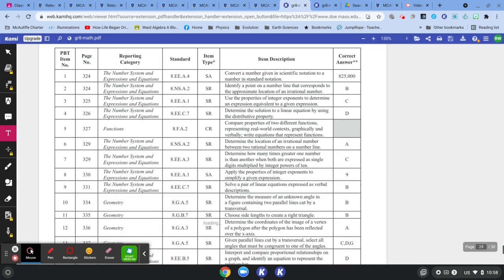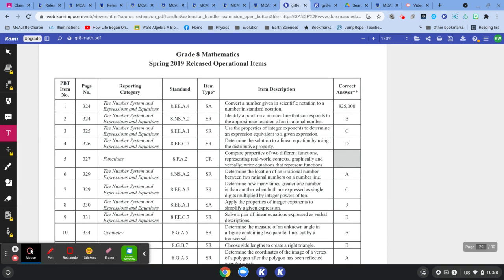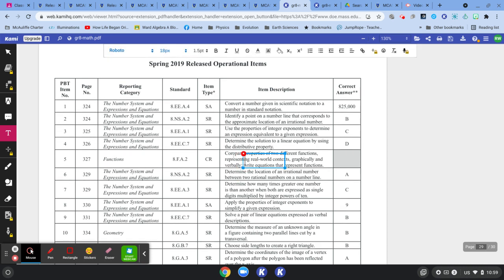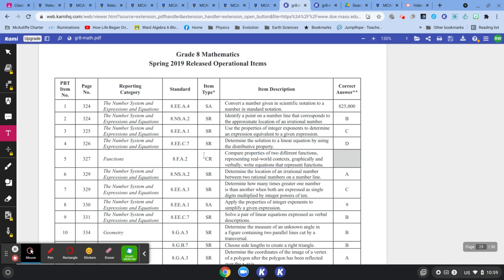It has formulas. And also on these release tests, there's an answer key for everything except for the open response. So SA stands for short answer. SR is selected response. That could be multiple choice or multiple select. And CR means constructed response. That's the so-called open response or word problem. So those don't have answers, but you can find the answers at the end.